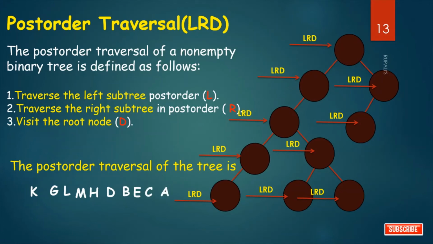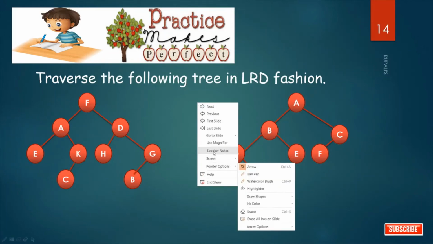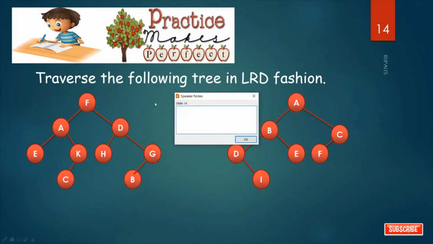So the post order traversal is this. Now your task is to traverse the following tree in LRD fashion. I am doing the first one. First I am applying LRD at the root node. So first L means visit left child.